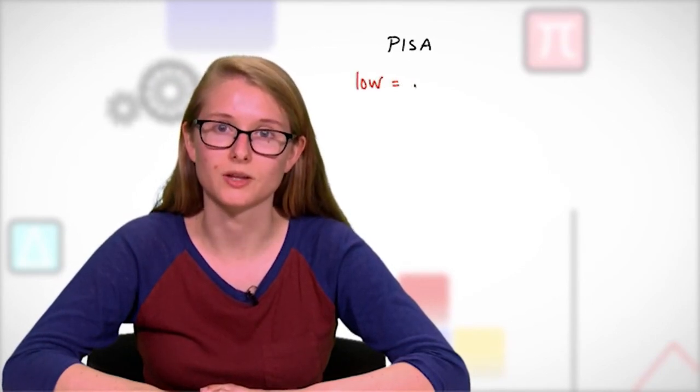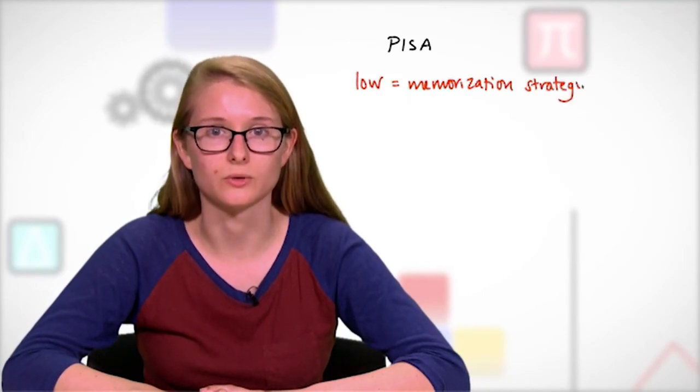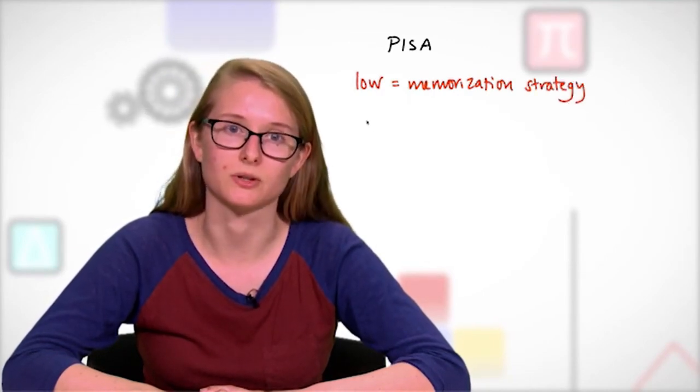Every 4 years, the PISA team conducts international surveys and tests to find out how students think about math and how well they achieve in math. In the last survey, they found this. The lowest achieving students were those who used a memorization strategy. When they approached math, the lower achieving students tried to remember lots of methods. When they studied for a test, they tried to memorize methods by heart.